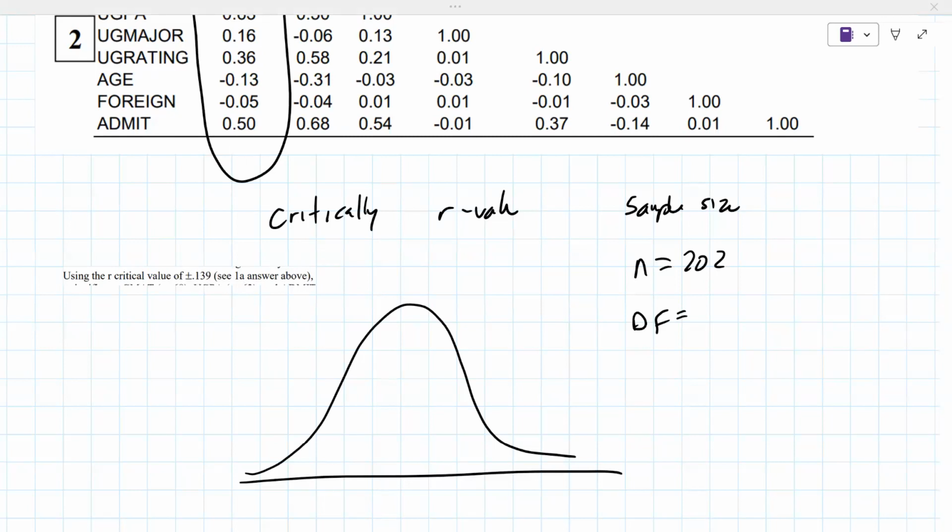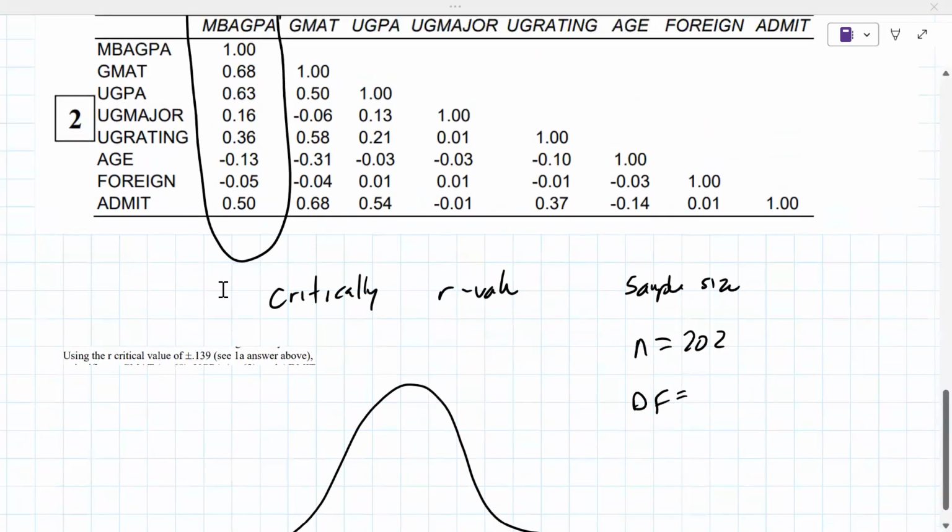Let me see if they. So I might ask my instructor where they actually got this critical value from, because I don't see it in 1A answer above. But that's the key. So once you know the critical value, if any of the R values are bigger than 0.139, they are significant. So you start checking the box there. Significant, significant, significant, significant, and significant.